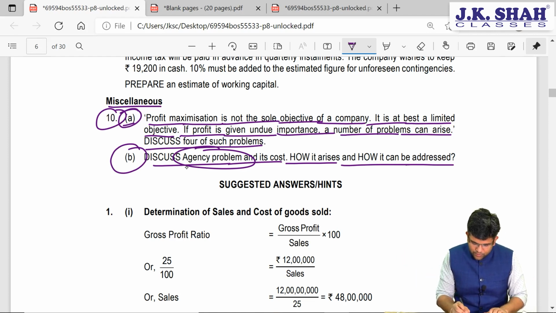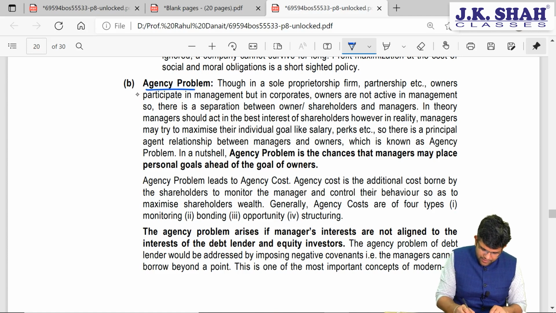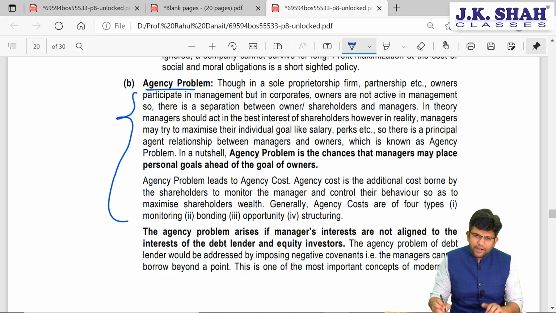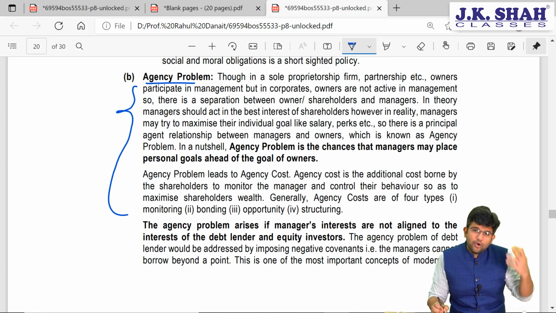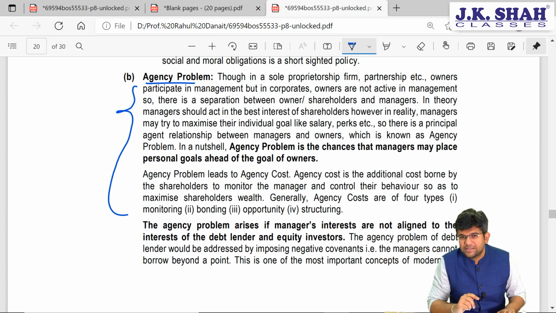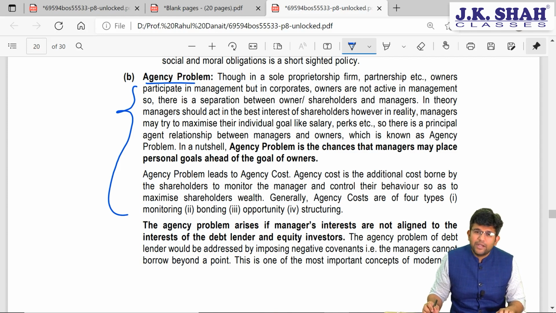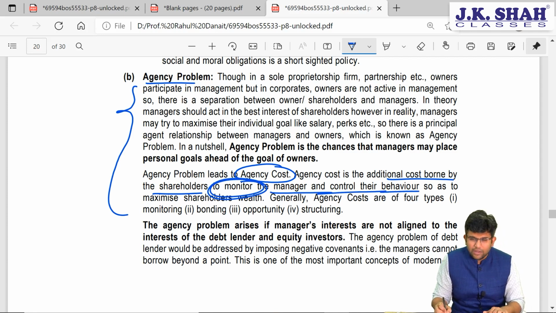Everyone clear? So that's what they're saying. Discuss the agency problem and its costs. So children, if you see here, they have discussed the entire thing here. You can read it on your own later. And of course, children, if the owners feel that the managers are not aligned with the shareholders' interest, then they need to incur some additional cost, and that cost is called the agency cost, which is basically the cost borne by the shareholders to monitor the manager and control their behavior so as to maximize shareholders' wealth.